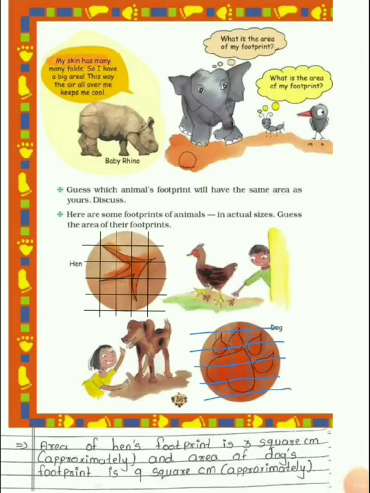My skin has many folds, so I have a big area. This way, the air all over me keeps cool. Who said? Baby rhino. Baby rhino says, my skin has many folds.